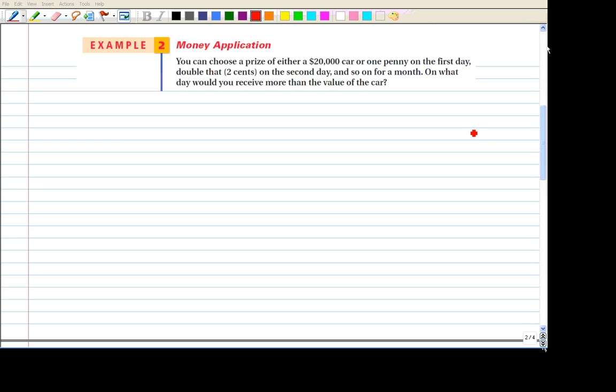Alright, so here's an interesting problem. You can choose a prize of either a $20,000 car or 1 penny on the first day, double that to 2 cents on the second day, and so on for a month. On what day would you receive more than the value of the car? Okay, so this is a very serious decision that we have to make. We'll either have a car, and watch out, these really good drawing skills here.